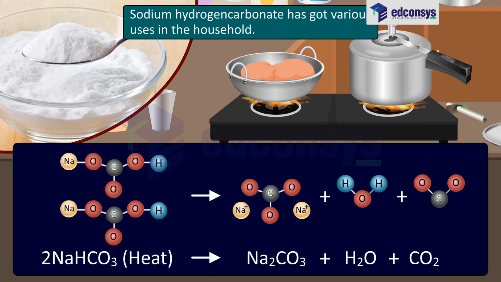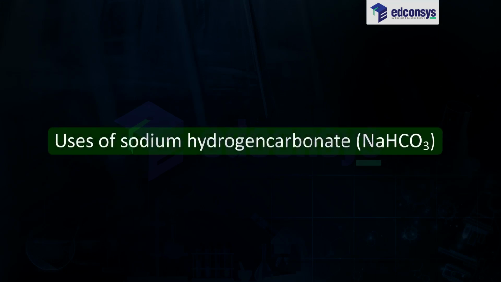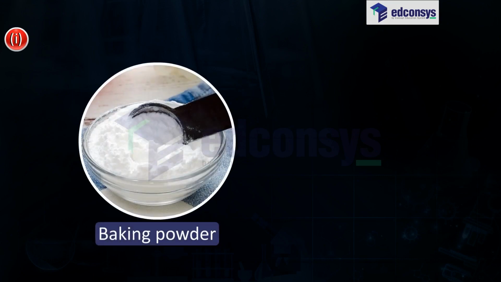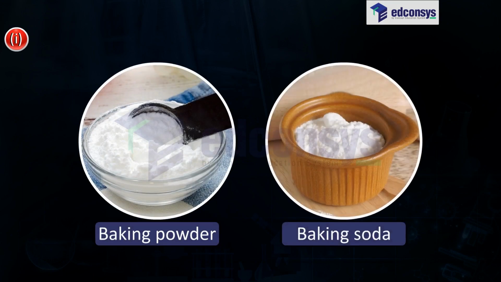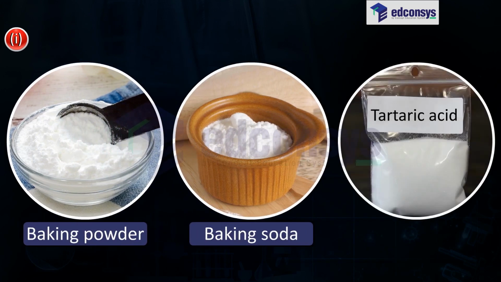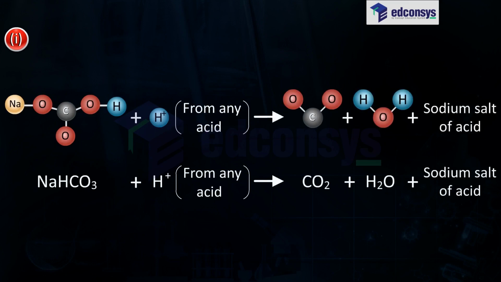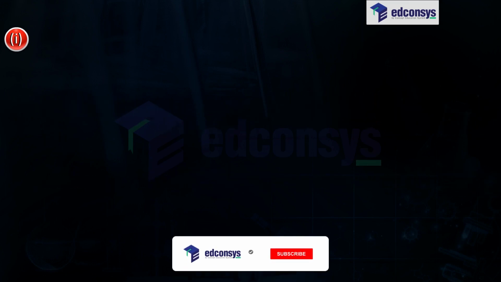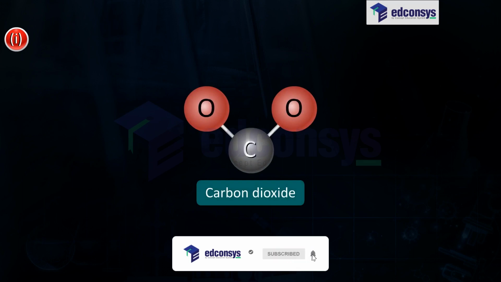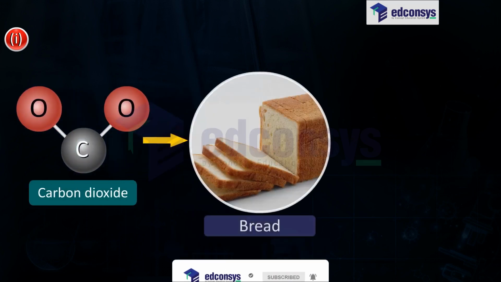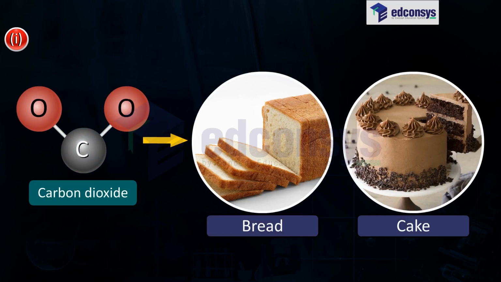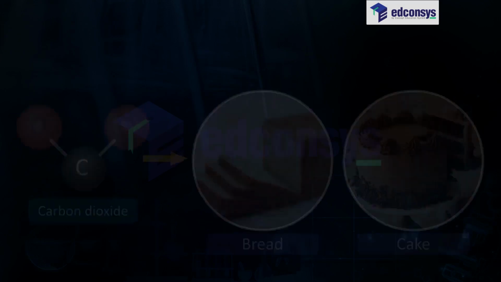Sodium hydrogen carbonate has got various uses in the household. Uses of sodium hydrogen carbonate. First, for making baking powder, which is a mixture of baking soda and a mild edible acid such as tartaric acid. When baking powder is heated or mixed in water, the following reaction takes place. Carbon dioxide produced during the reaction causes bread or cake to rise, making them soft and spongy.